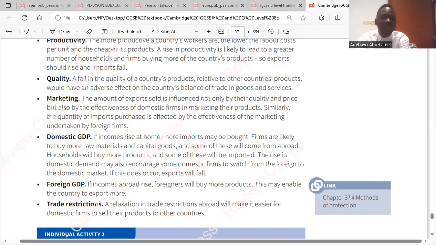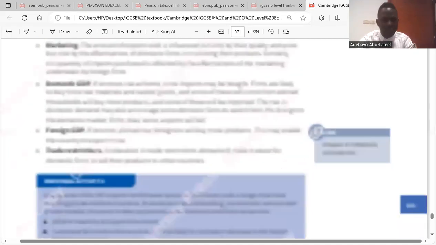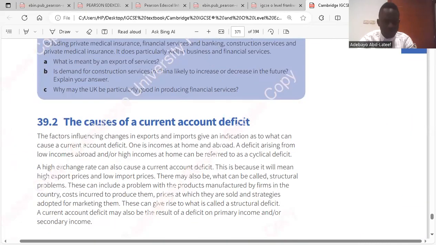If income abroad rises, foreigners will buy more products. This may enable the country to export more. So for foreign GDP, if income rises abroad, they will do more of imports. That means a country that does exports will sell more. Yes. Trade restrictions. A relaxation in trade restriction abroad will make it easier for domestic firms to sell their products to other countries. Export will rise. Yes. Is it clear? Yes.